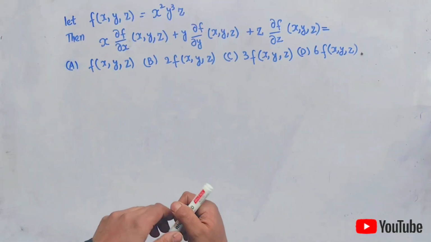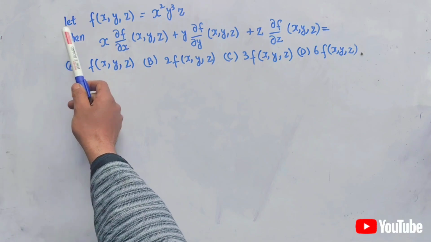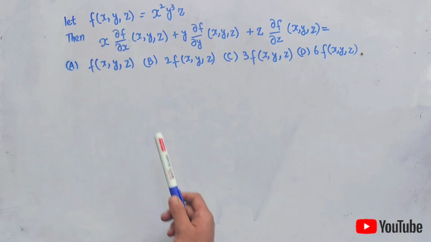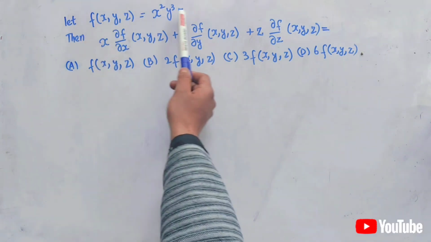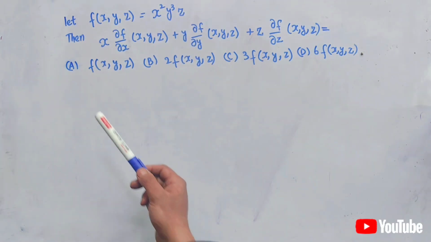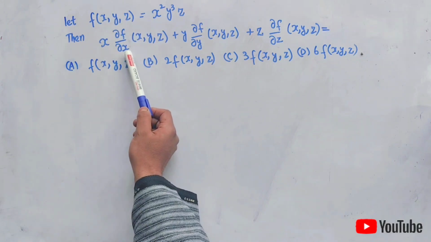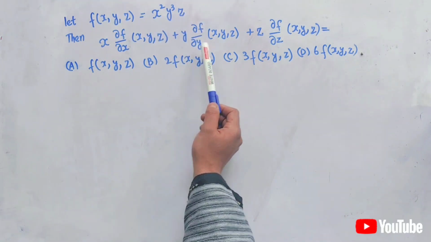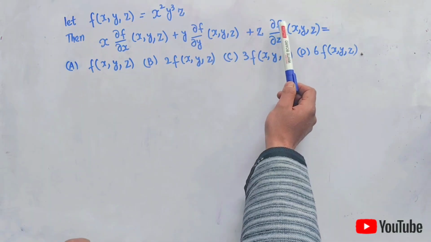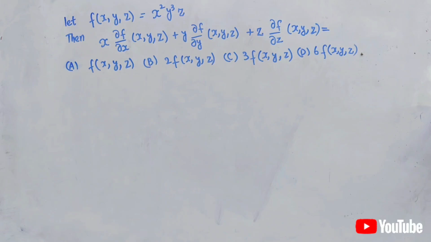The question is how to find out the partial derivative of the given function. The question is, let f of x comma y comma z is equal to x square y cube z. Okay, we have this multivariate function. Then we need to find out x times the partial derivative of this function with respect to x plus y times the partial derivative of this function with respect to y plus z times the partial derivative of this function with respect to z should be equal to, options are being given. We need to find out the correct option in this case.